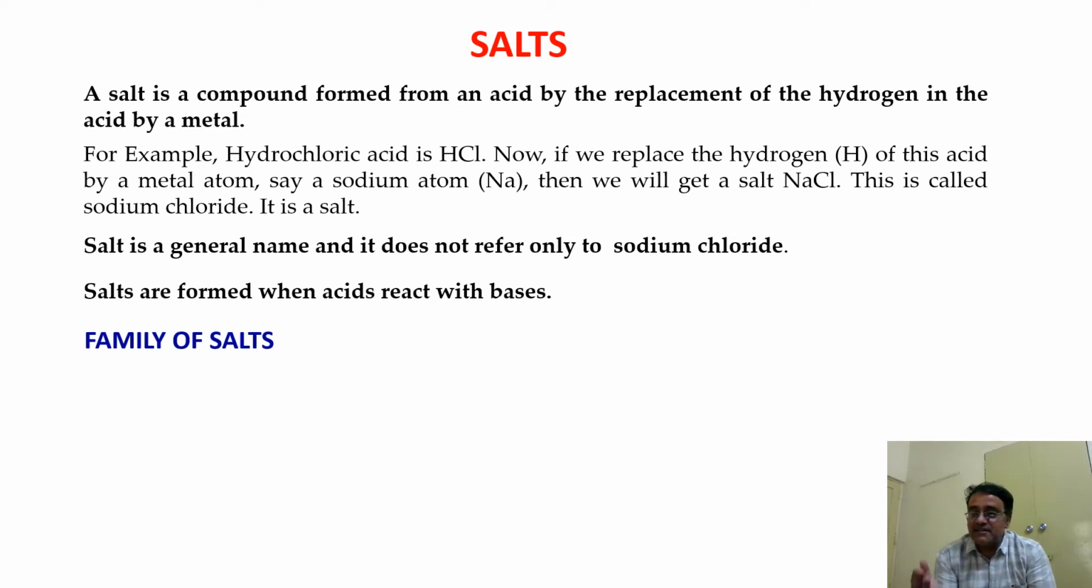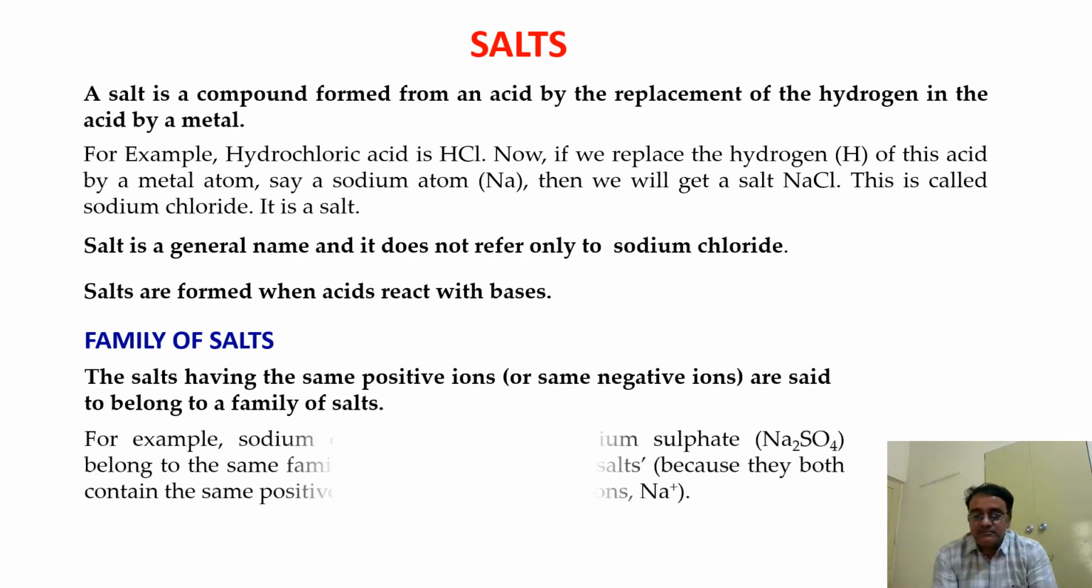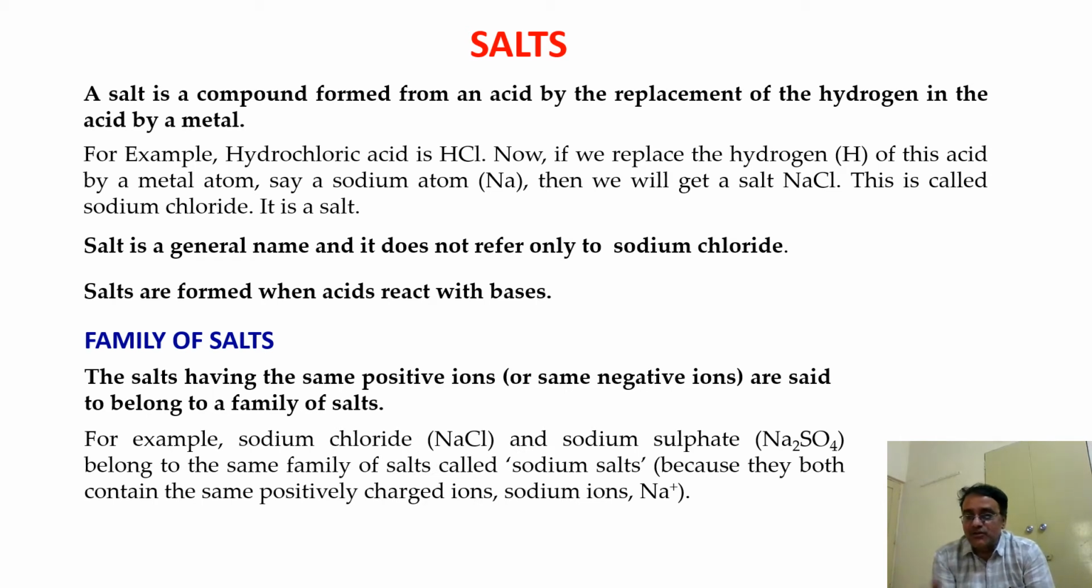So the salts having the same positive ions or the same negative ions are said to belong to a family of salts. जैसे दो तीन salts का अगर same positive ions है, so they belong to one family. If two or three more salts have the same negative ions, so they belong to another family. For example, sodium chloride and sodium sulfate belong to the same family of salts called sodium salts, because they contain the same positive ion, that is Na plus.